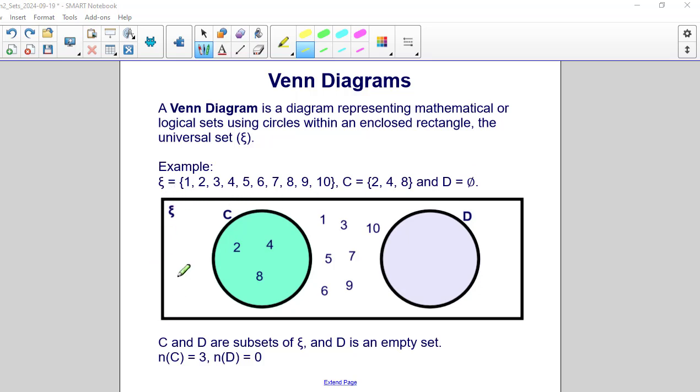The rectangle, the universal set, represents what we defined as all the numbers from 1 to 10. C here is enclosed in a circle. This represents the powers of 2, 2, 4, and 8. D is null. C and D are subsets of the universe, or universal set, and D is an empty set. The cardinal number of C is 3, because it contains 3 numbers, and the cardinal number of D is 0. It contains nothing.